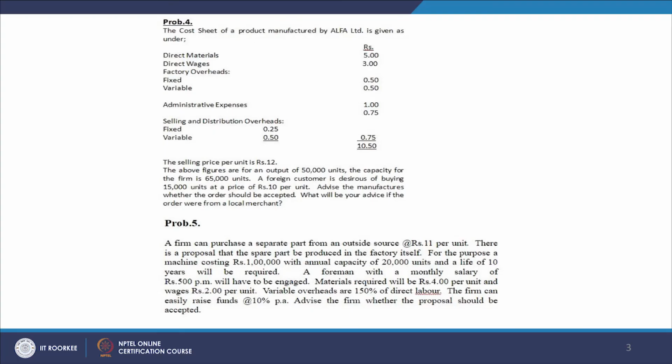If you look at these two problems, we have two problems where we will learn about the make or buy decision, and the next thing we will take is a decision with regard to the key or limiting factor, right. So, what is make or buy, how to take this decision, what is a key or limiting factor, how to take these decisions with the help of marginal costing, we are going to discuss in the next class.